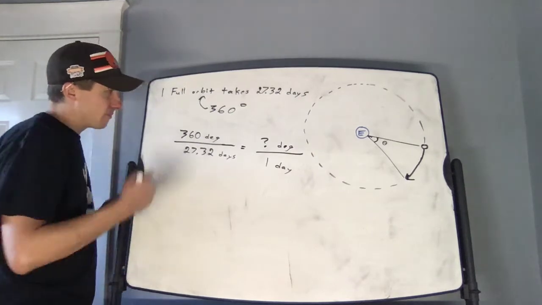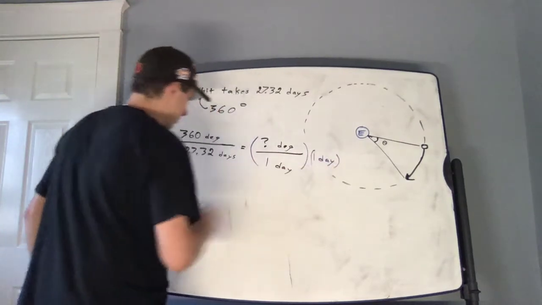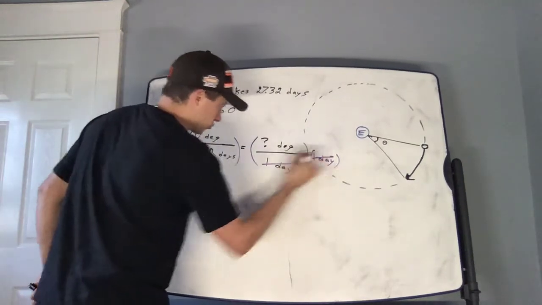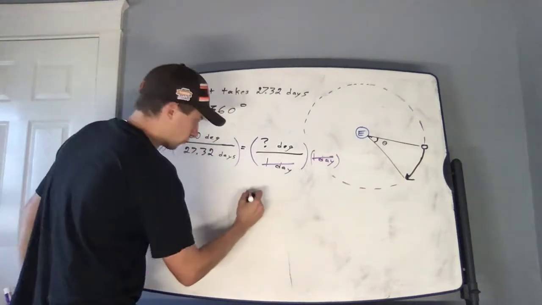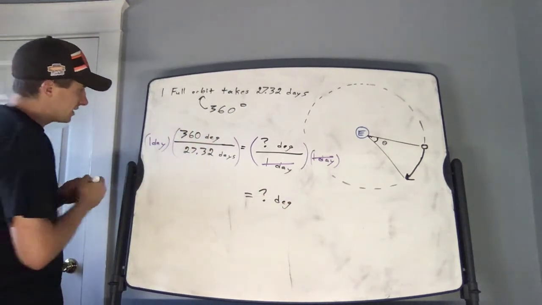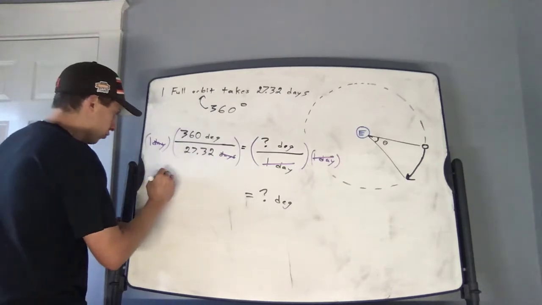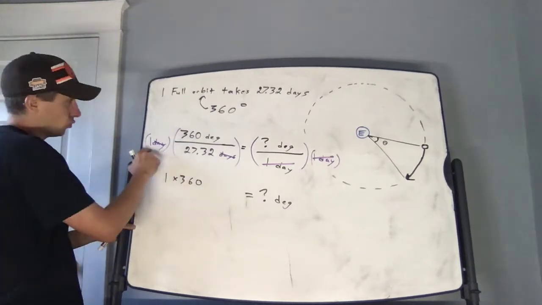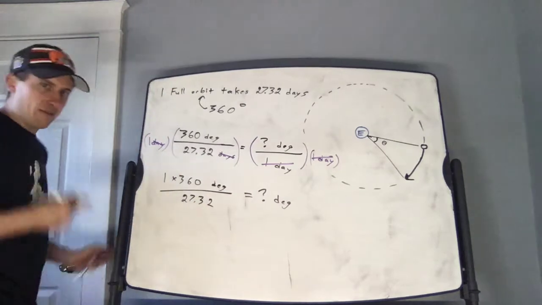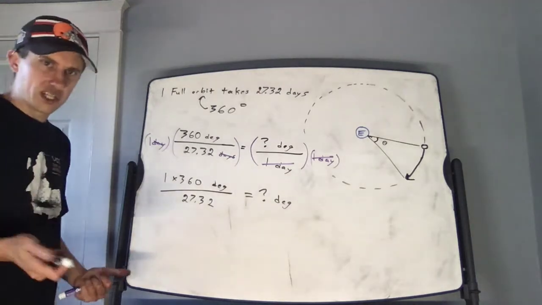So I'm going to multiply both sides of this problem by 1 day. If I multiply the left side by 1 day, I multiply the right side by the same thing. So now these terms will cancel on the right-hand side. All I'm left with on the right-hand side is the unknown number of degrees. On the left-hand side, the unit of day will cancel the unit of day right over there. And so I could say 1 times 360 degrees over 27.32. And if I put this in a calculator, 360 divided by 27.32 becomes 13.18.